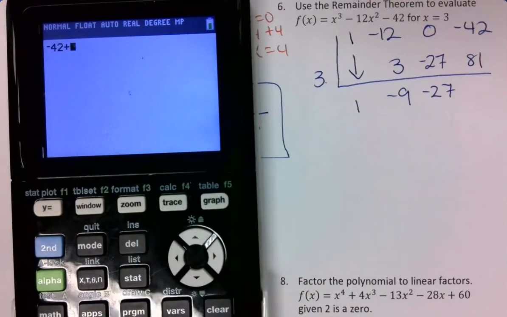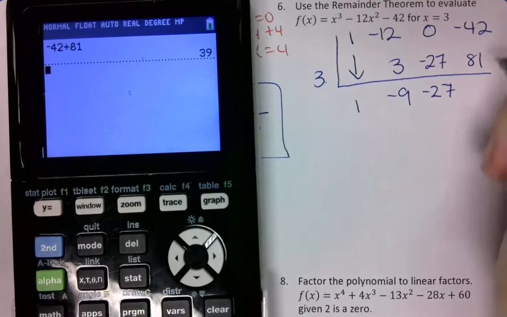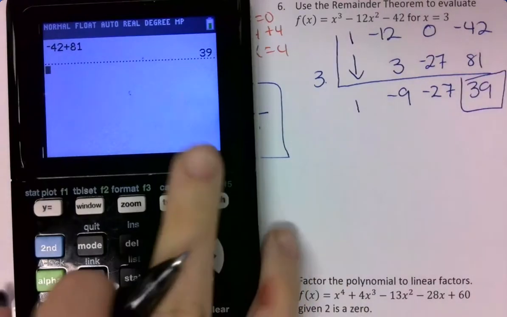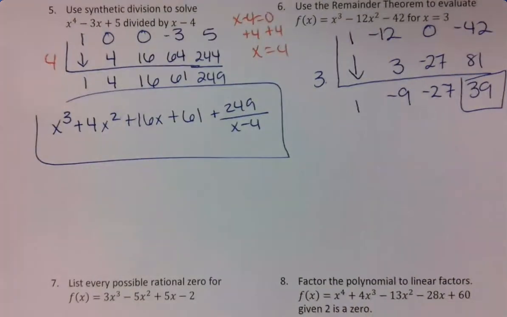42 plus 81 gives me 39. So on the remainder theorem, the answer I get from my remainder is my answer. So 39 is my answer to number 6.